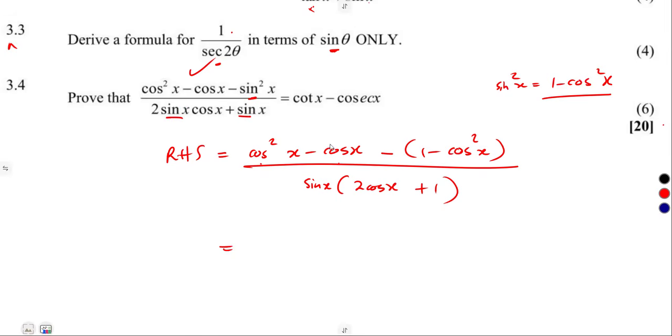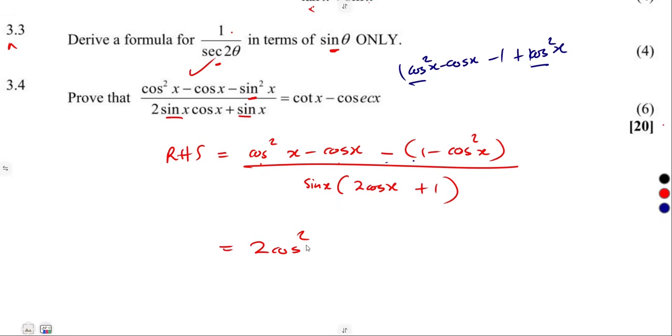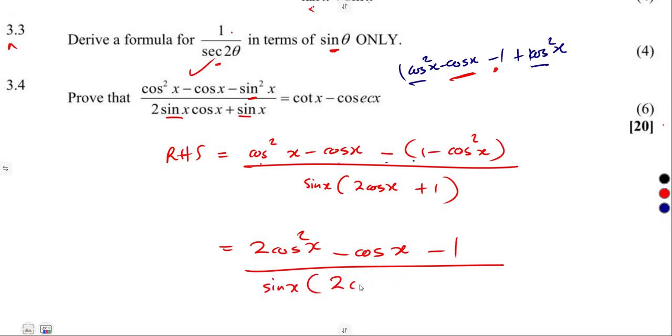And let us try to simplify what we have in the numerator, expanding our brackets. It was going to be cos squared x minus cos of x, minus times 1, that's minus 1, minus times minus, that's going to be plus cos squared of x. These are like terms. So 1 plus 1, that's going to be 2 cos squared x minus the cos of x minus 1. Everything over the sine of x into 2 cos x plus 1.